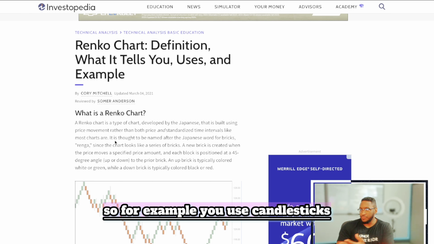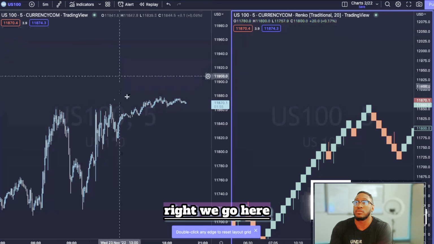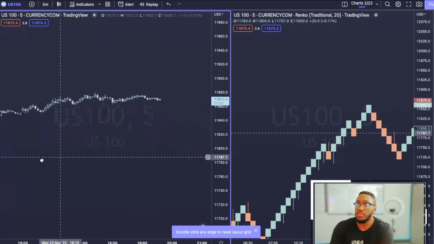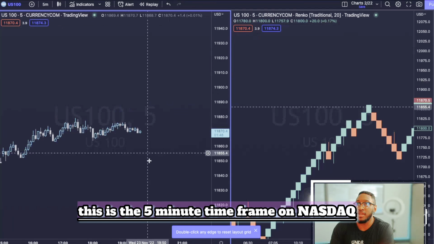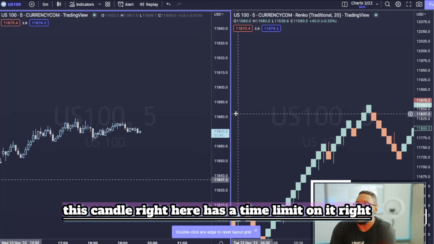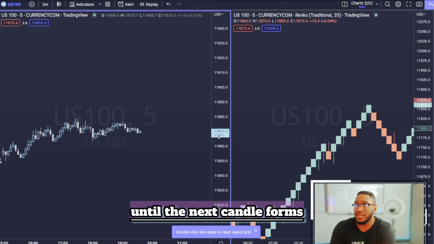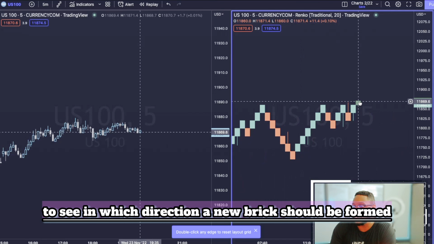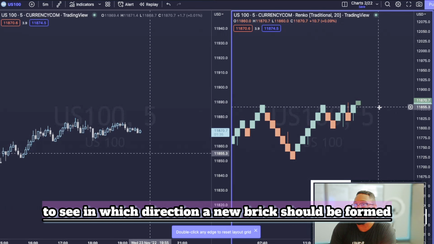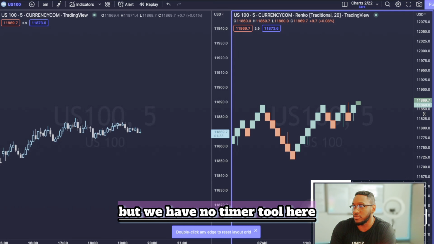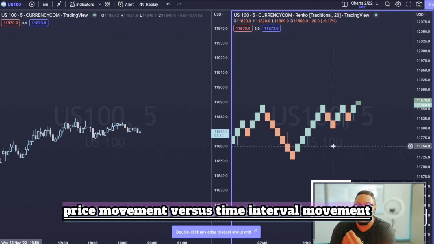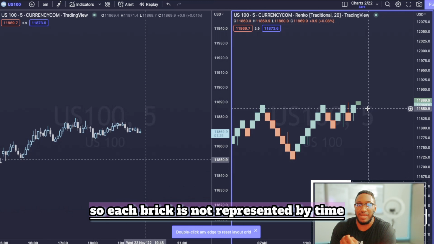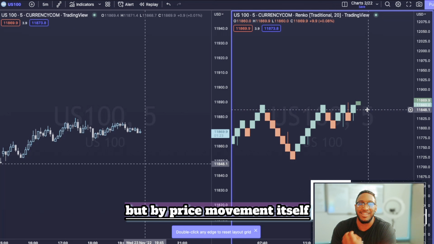So for example, you use candlesticks, right? We go here and you can see I have this previous setup here, but you can see that this is the 5-minute time frame on NASDAQ. This candle right here has a time limit on it, right, until the next candle forms. If I click on the Renko chart over here, you can see this brick being printed to see in which direction a new brick should be formed, but we have no time interval here. This is straight up price movement versus time interval movement. So each brick is not represented by time, but by price movement itself.